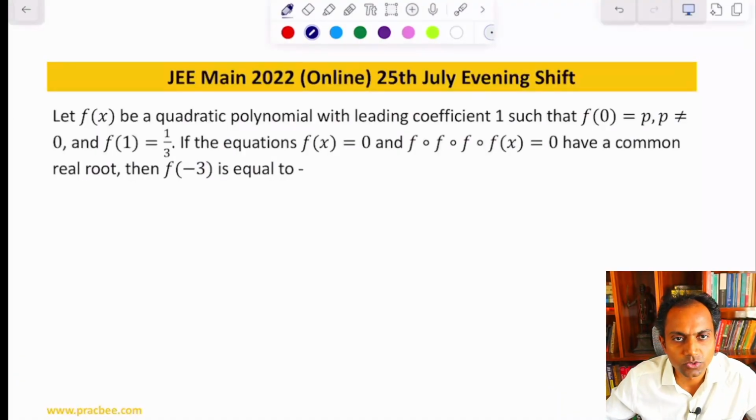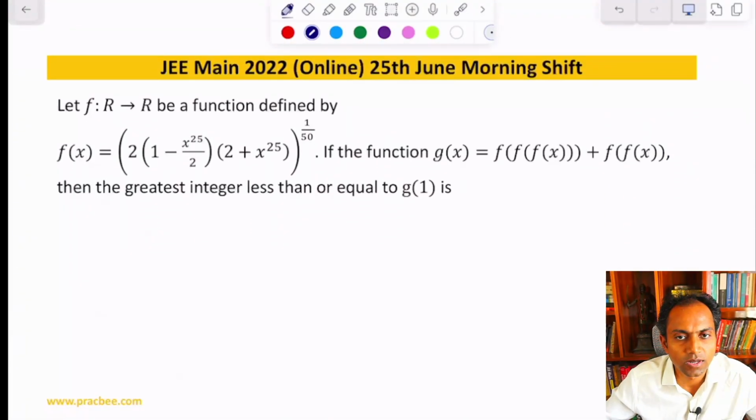Now this 2022 question, this is again the same question.